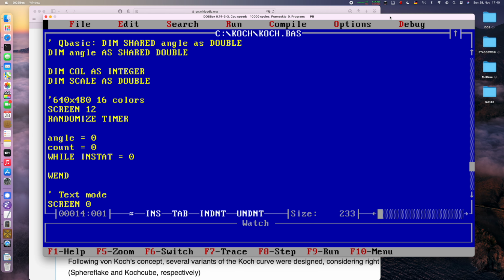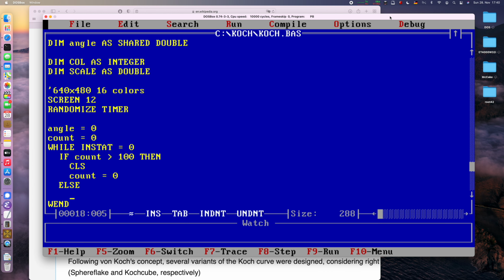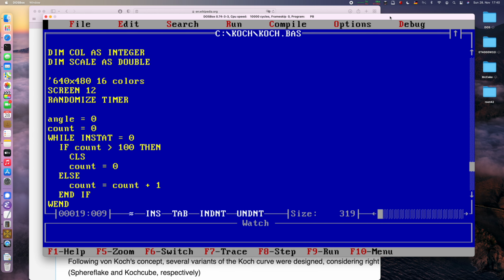And let's also do the screen clearing here already. If the count exceeds 100, then we will clear the screen, CLS, and set the count, we're using lowercase here, count to 0, not that it matters, BASIC is not case sensitive. Else, we're just increasing the count by 1. So that's nice. Okay, that's good.